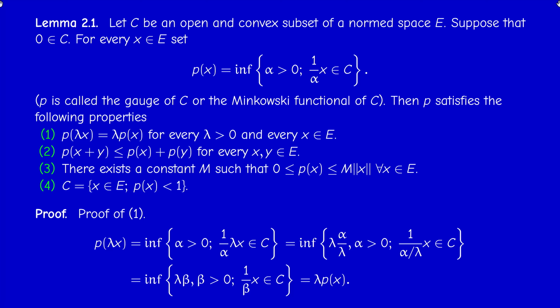Now we'll prove actually 3 and 4 before we prove 2, because the proof of 2 is a little bit tricky. Okay, you cannot prove it directly, so we'll prove that p of x plus y is less or equal than p of x plus p of y plus a positive number, epsilon or 2 epsilon. Okay, so let us prove 3.